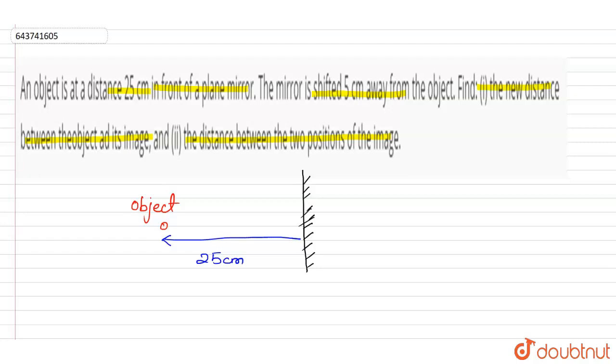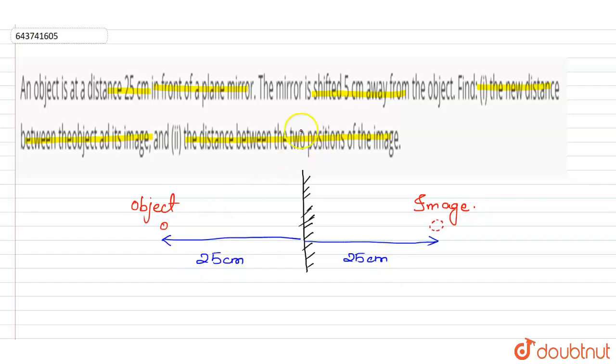So the virtual image will be formed 25 cm behind the mirror. Let's suppose this is the image. It is a virtual image, that's why we are showing it with dotted lines. The distance of the image from the mirror is 25 cm, as a plane mirror forms an image where object distance and image distance are equal. So this is the image.